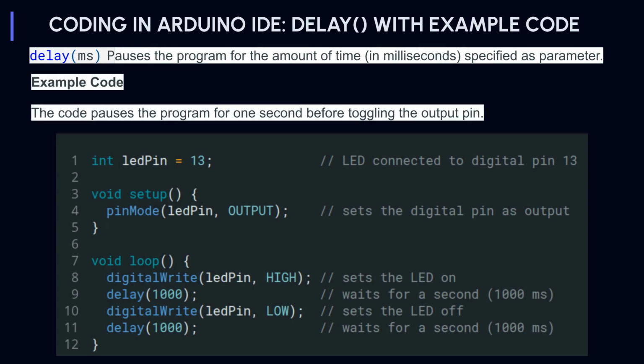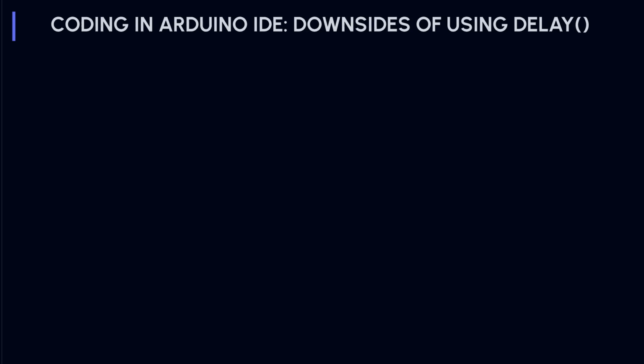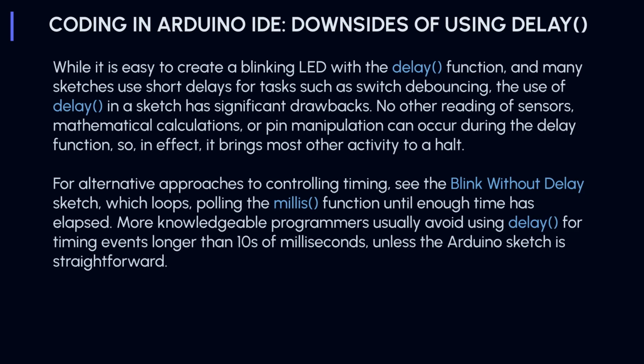This simple example shows how delay can be used to control the timing of an LED toggle. A major drawback of delay is that it halts all other activity during the pause. For events longer than a few milliseconds, this prevents reading sensors or running calculations.